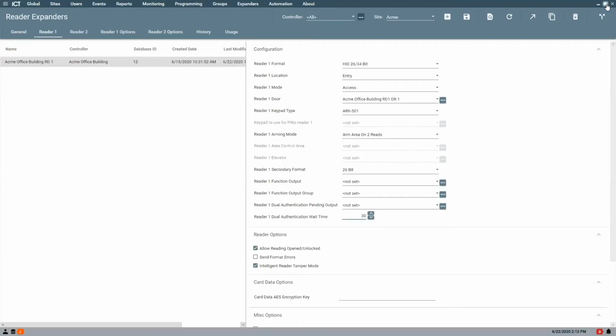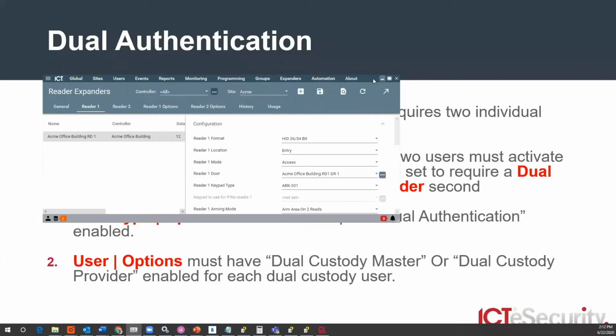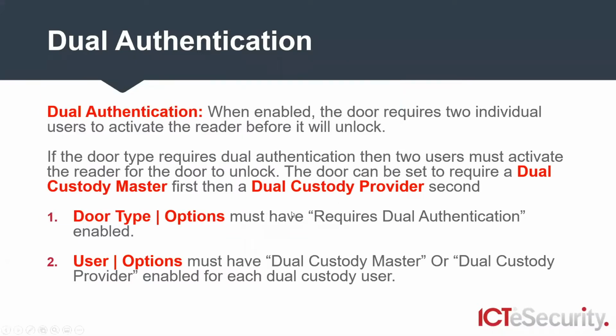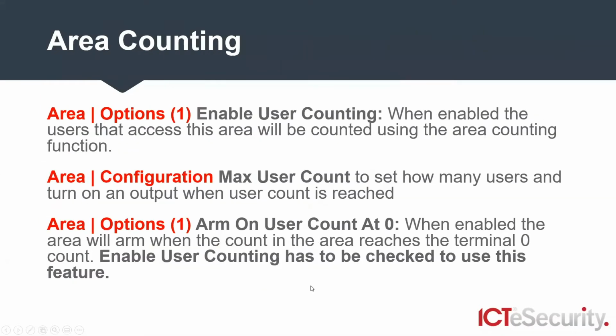Okay, so good. So the next item here is area counting. Area counting essentially is what it says. If it's enabled, then it'll count how many people are in an area. And if you use a max user count as well, you can even have an output turn on that tells you when the max number of people have been reached. That's in your area configuration.